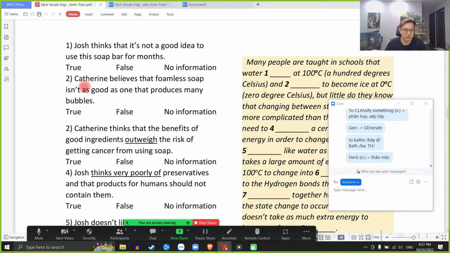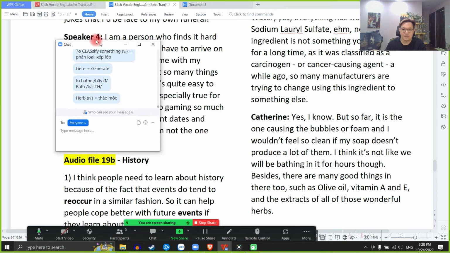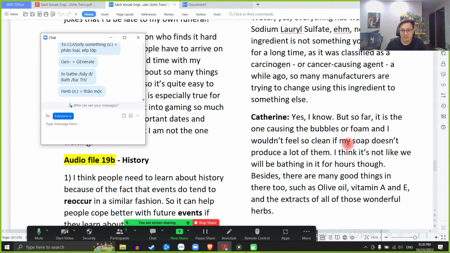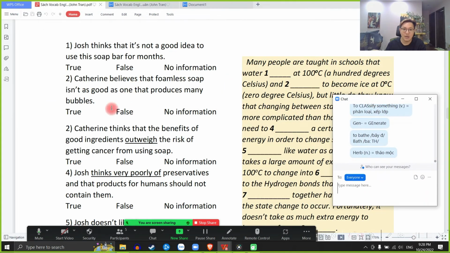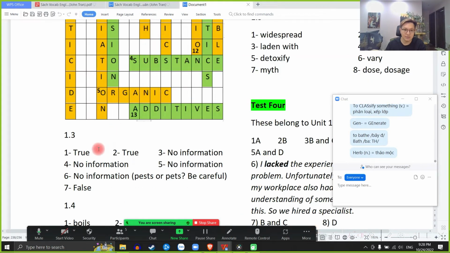Number two, Catherine believes that formless soap isn't as good as one that produces many bubbles. So here she said that she wouldn't feel so clean if her soap doesn't produce a lot of them. So this one is true.